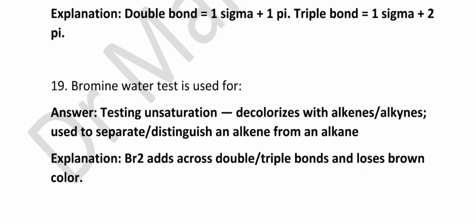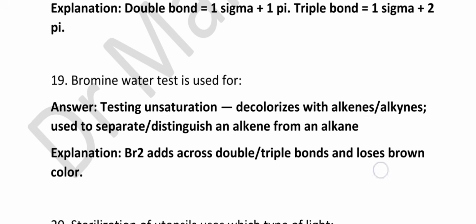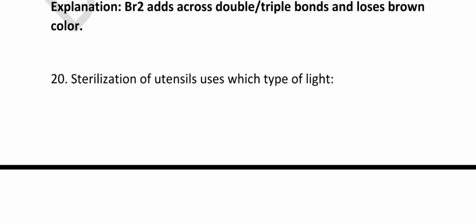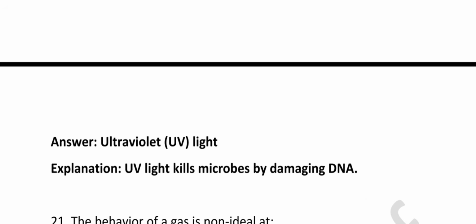Bromine water test is used for testing unsaturation because bromine adds across double and triple bonds and loses its brown color. Sterilization of utensils uses which type of light? So they use UV light because it kills microbes by damaging DNA.